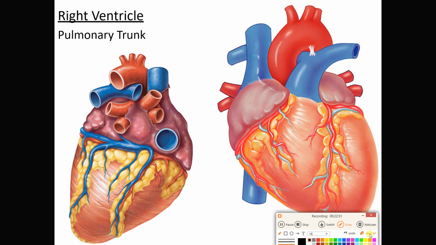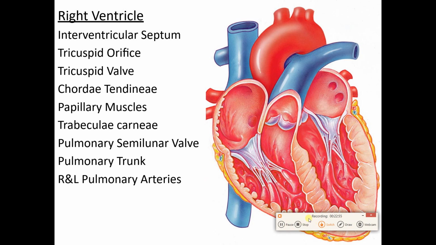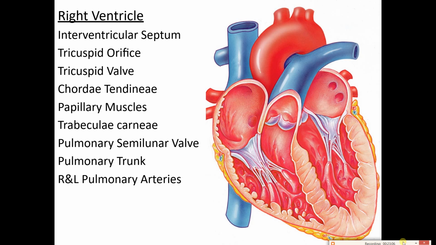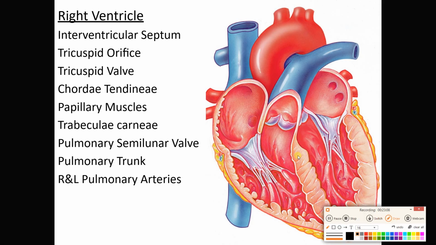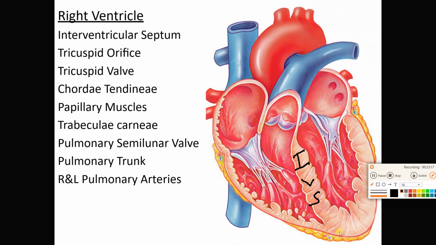Let's cut open this right ventricle. There we go. We've cut open the right ventricle. Here it is right here. I want you to notice the left ventricle over here. There is this big wall. I should probably turn my drawing tool on. There is this big wall between them. This big wall between the 2 ventricles is called the interventricular septum.